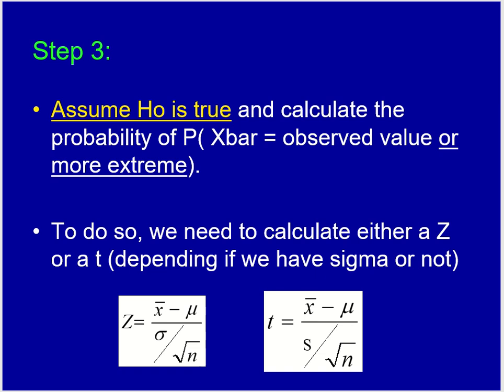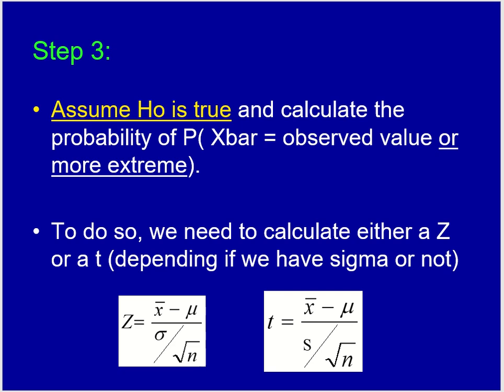Now we need to calculate the test. Now, which test are we going to calculate? Is it going to be the Z or the T? Well, you know already that the difference between the Z and T is whether you have sigma or you don't have sigma. If you have sigma, you go with the Z. If you do not have sigma, you go with the T. But you have to remember that the T has degrees of freedom.